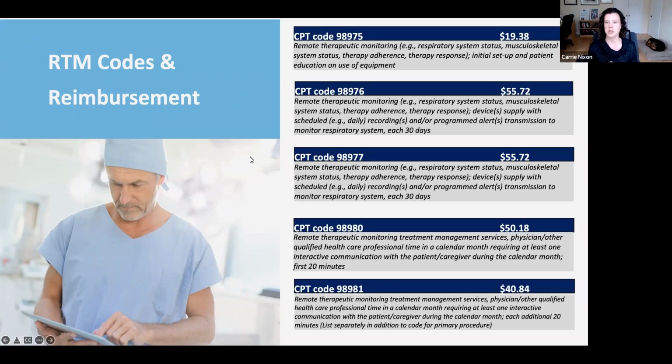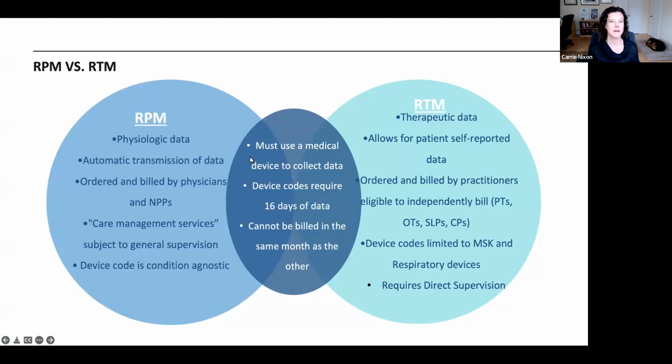Okay, so let's go on to the next slide. Kaitlyn, you want to talk a little bit more about the RPM versus RTM? Yeah, sure. One of the questions we get, like I said earlier, is what's the difference between RPM and RTM? As you can see on the slide in front of you, there are lots of differences, but there are also some really important similarities that I think you're going to want to take with you as we discuss next steps for continuing to engage with CMS.